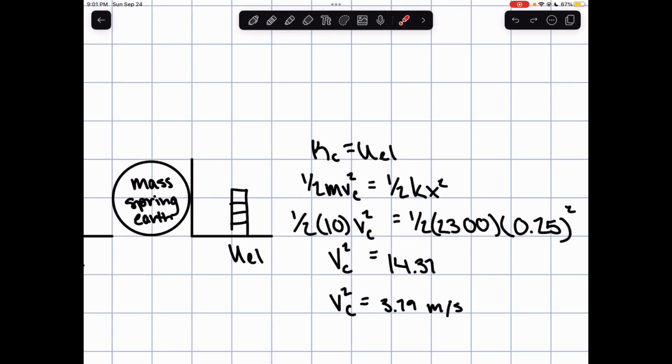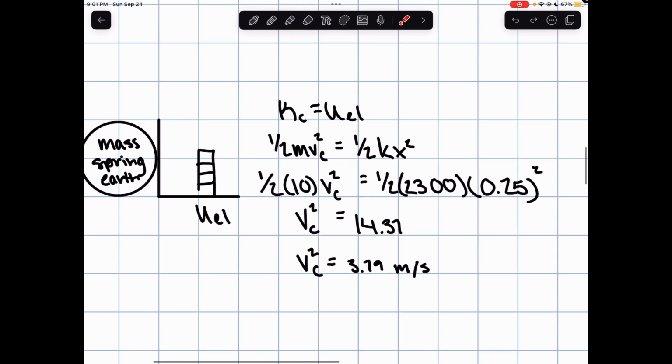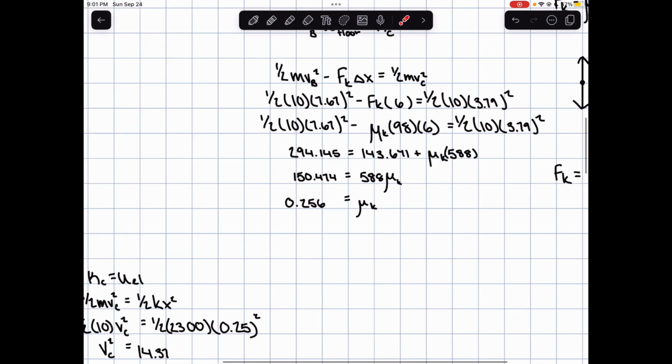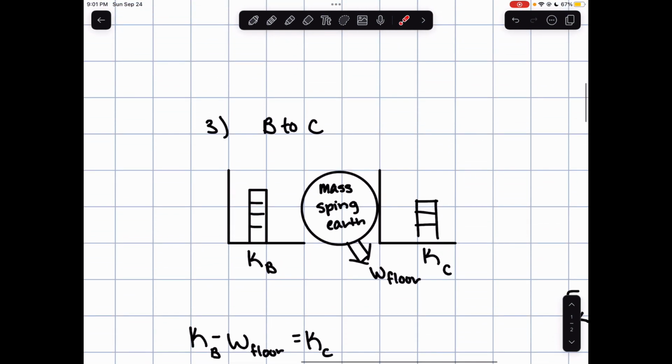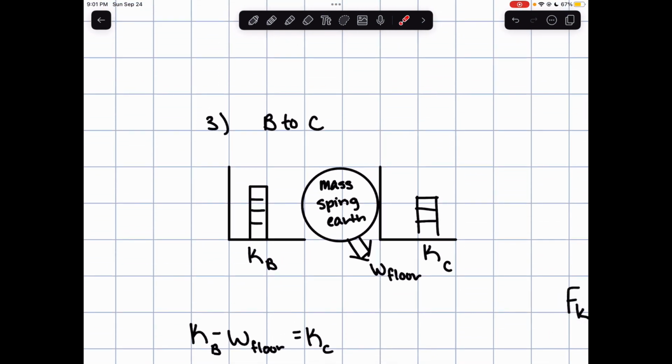From there, we're just plugging in our numbers: our mass, our spring constant, and the distance the spring is compressed. Then we solve it algebraically, and we get that the speed at point C, or the velocity at point C, is equal to 3.79 meters per second. Finally, since we have solved for two of our unknowns and we only have one left, we're able to start solving for the coefficient of friction.